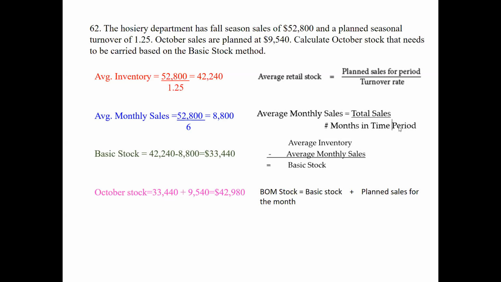And that's what I want you to be careful of, that for this one, the average monthly sales, think about it. You have 6 months and you're trying to find the average for those 6 months. So you don't have to divide it by 7. That 7 figure comes only when you're calculating average retail stock by the second method.